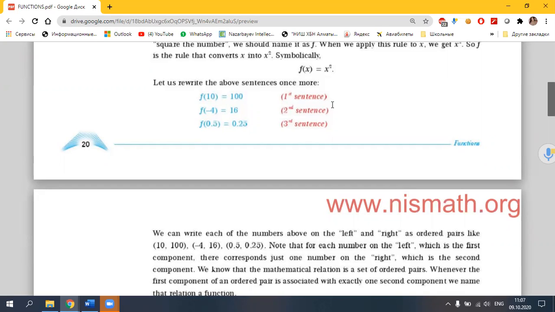So let's write the above sentences once more. F of 10 equals 100. F of negative 4 equals 16. F of 0.5 equals 0.25.